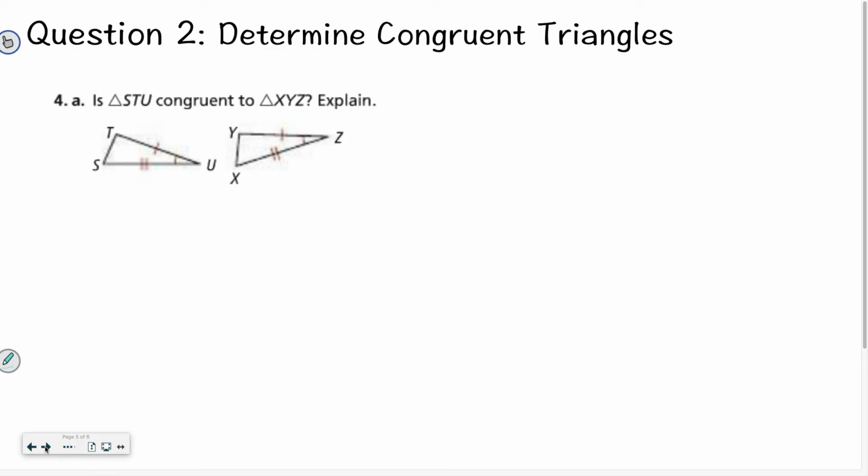Hopefully you said that these were congruent by side, angle, side.